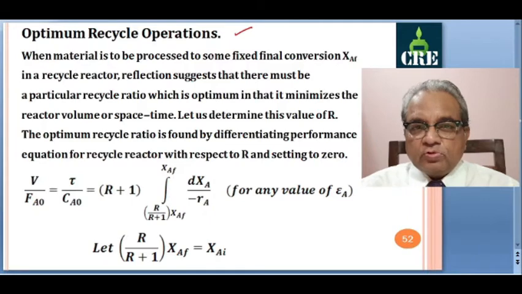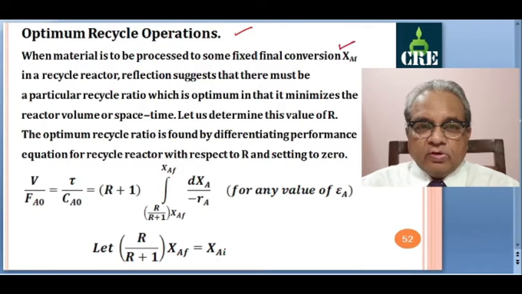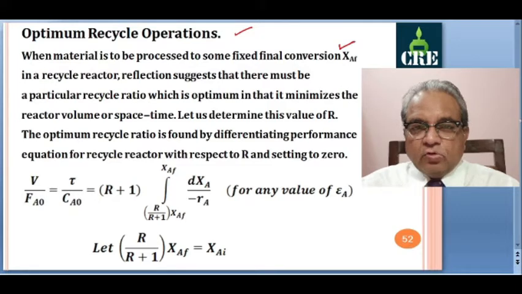When a material is to be processed to some fixed final conversion, say XAF, in a recycle reactor, reflections suggest that there must be a particular recycle ratio which is optimum, and that minimizes the reactor volume or the space time, minimize tau and minimize V also. So if you visualize the situation, at R equal to 0, it is plug flow condition.